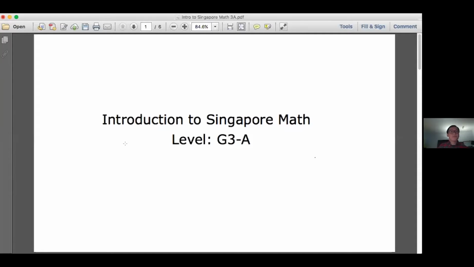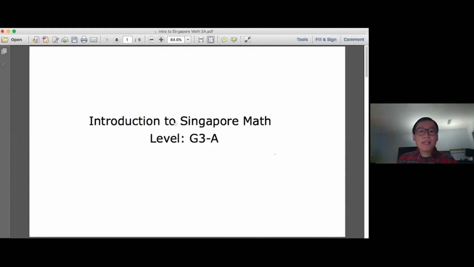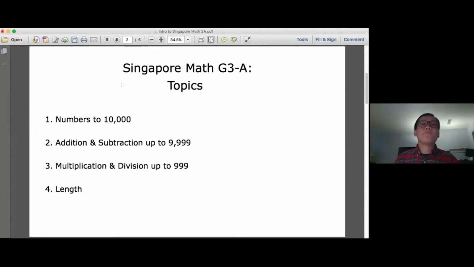Okay, so let me start with telling you what are the main topics in Singapore mathematics, right? So this is an introduction to Singapore math, level G3A. G3, so grade 3, first semester. So these are the main topics, right? So at first, just like grade 2, we want to start with basic numbers, right? In Singapore grade 3, we're going to learn numbers up to 10,000, right?